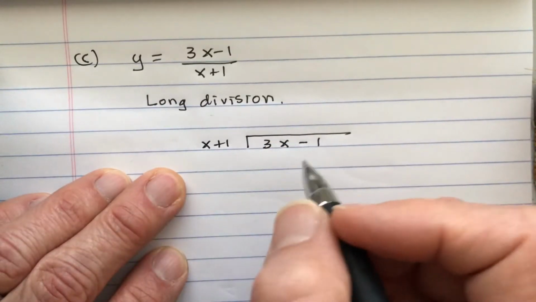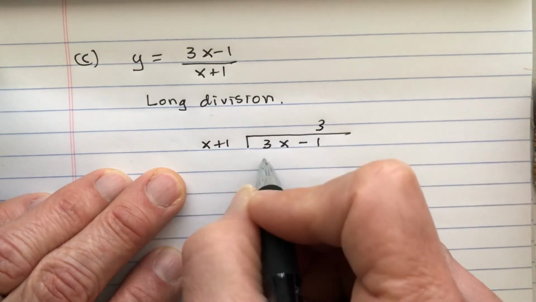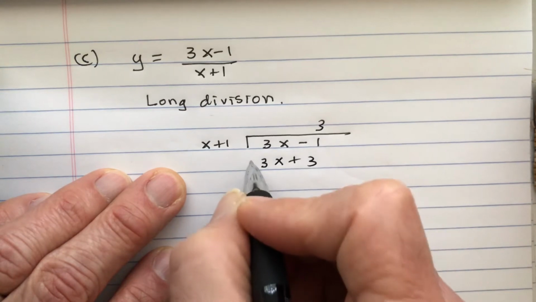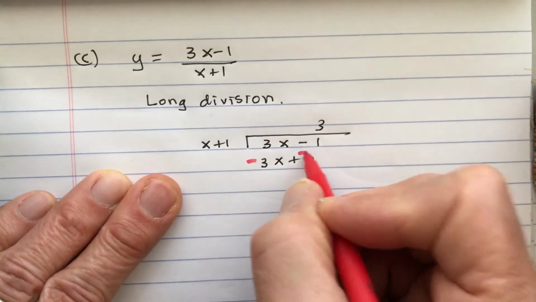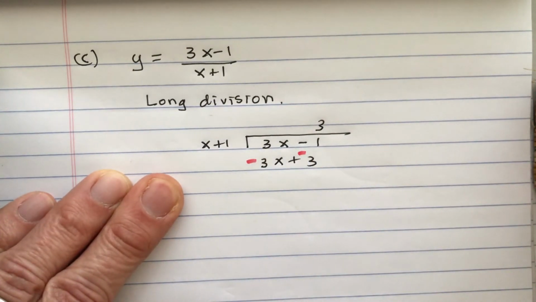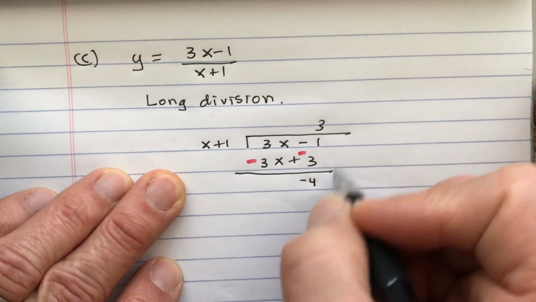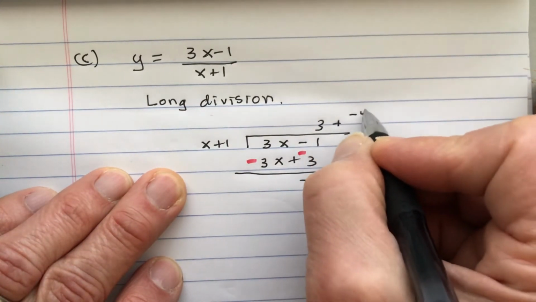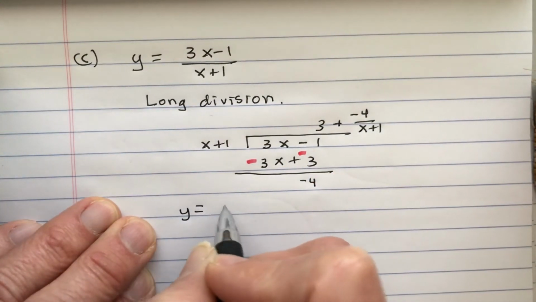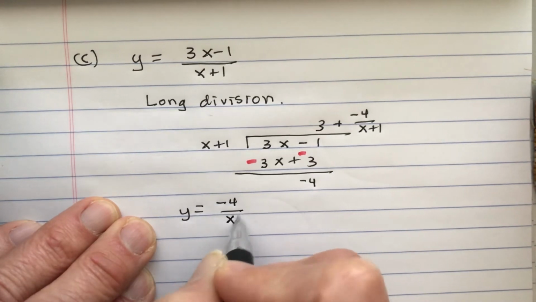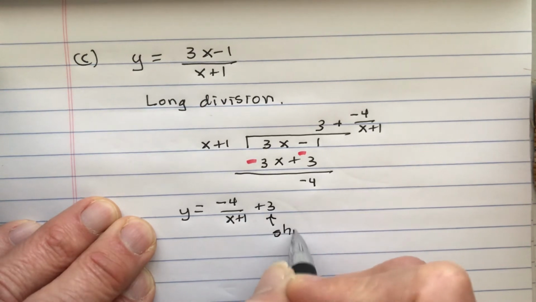Okay, so when I do long division, I'm going to say, well, 3 times x makes 3x here, so I'll put the 3 there. And I'll get 3x plus 3 when I multiply. And then I subtract, which is the same as adding the opposite. And that gives us minus 4. So what do I do with this remainder? I take that remainder. I have minus 4 over x plus 1. So in fact, our function is negative 4 over x plus 1 plus 3. So this is a shift up by 3.